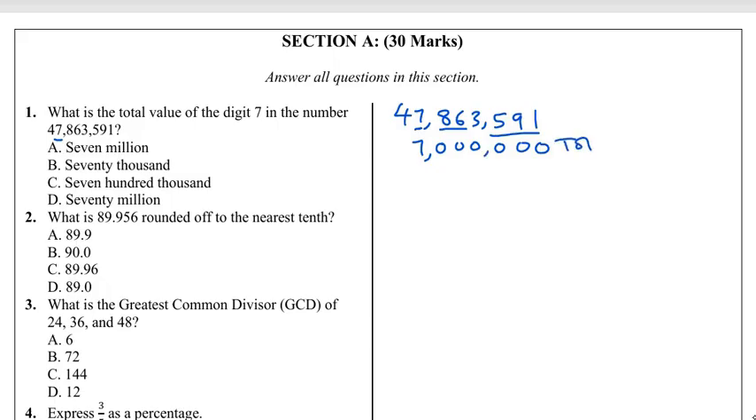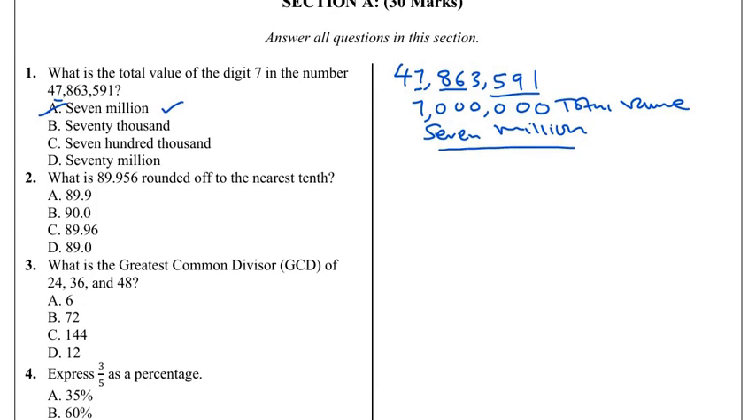Now with that, that is the total value. This is what we call total value. Now you can check, it can also be written as 7 million. So with that, we have our choice as A, 7 million.